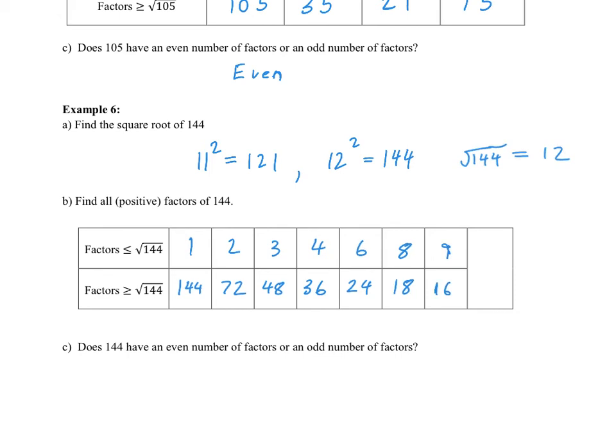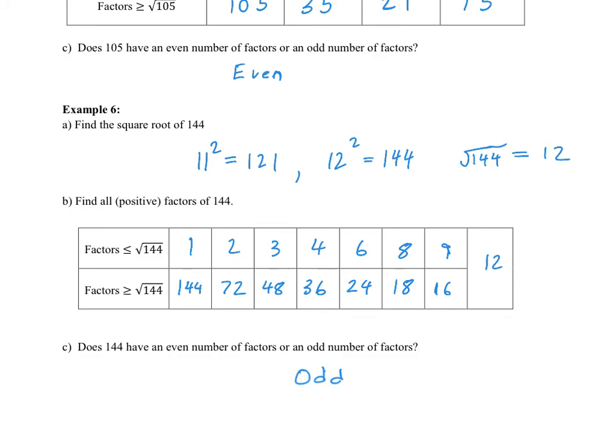And we have to test up to 12. So we'll keep going. 10, it's not a factor. 11 is not a factor, but 12 is. 12 times 12. So this is the other class of problem that you could get here. Does 144 have an even number of factors or an odd number of factors? Well, the number of factors is odd because we found that there are 15 factors of the number 144. 15 is an odd number.